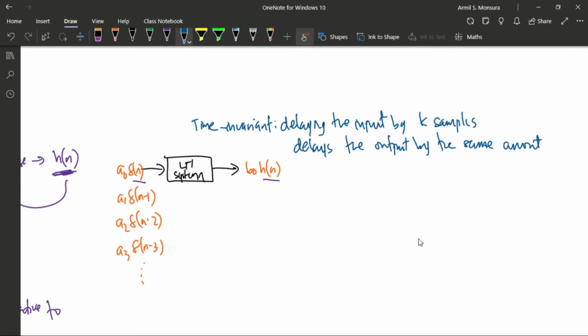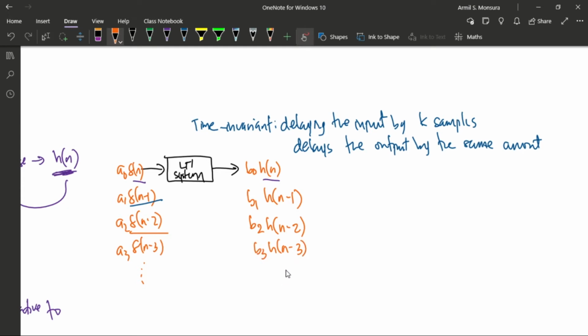So which means hindi tayo masyadong mahihirapan maghanap ng output nitong delta n minus 1. Okay? Outright, the output of your LTI system for delta n minus 1 is simply h of n minus 1. Okay? And then some coefficient b1, say yan. Ganun dito sa delta n minus 2. Kung ang output ng system ninyo is h of n sa delta n na input, then magkakaroon kayo ng h of n minus 2 as an output times b2 as a coefficient. Okay?